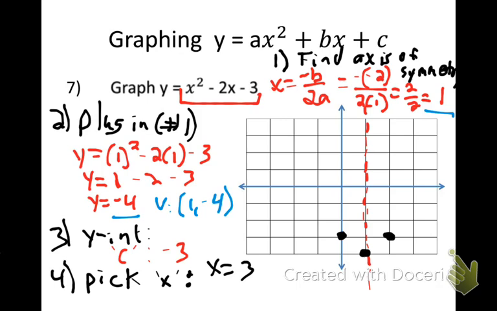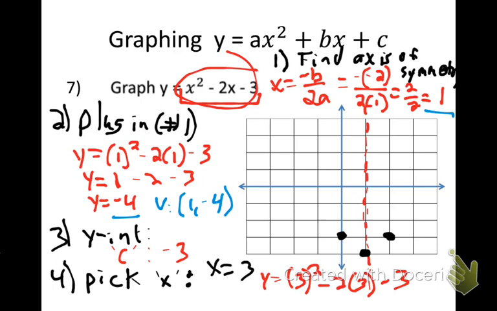Now that I pick the value of 3, I have to plug it in. So I plug x equals 3 into my equation. Basically I'm going to do step number 2 again. I take x equals 3 and plug it in to find y. So I get y equals 3 squared minus 2 times 3.